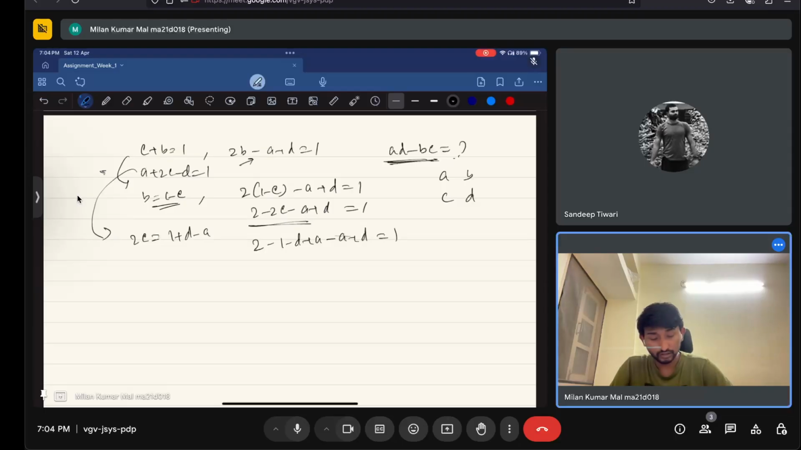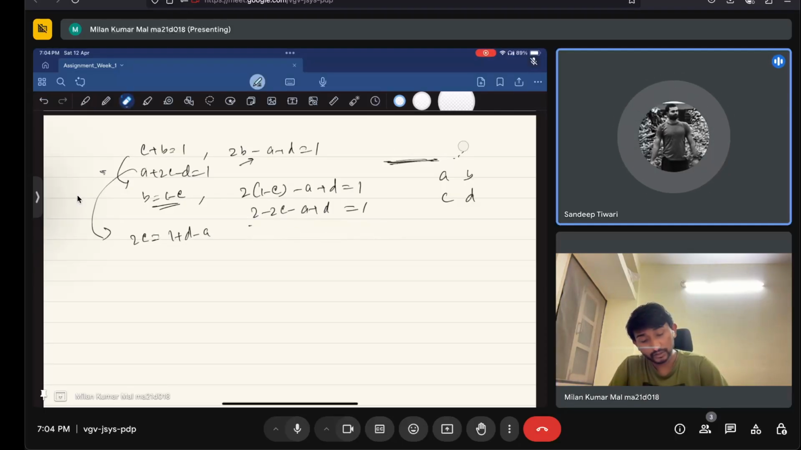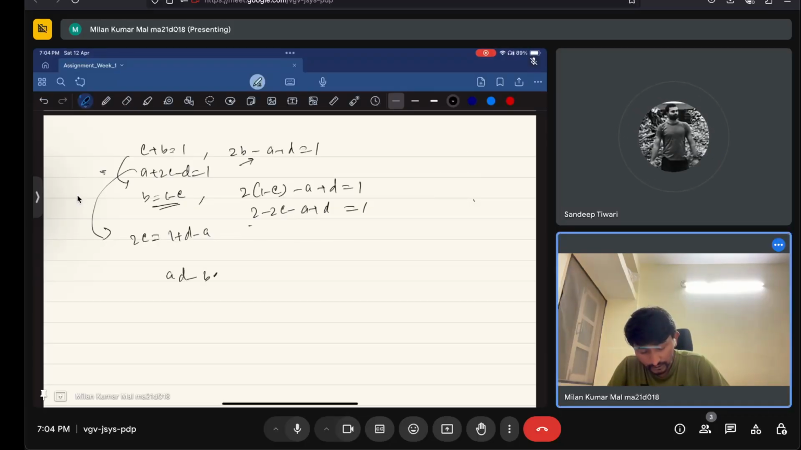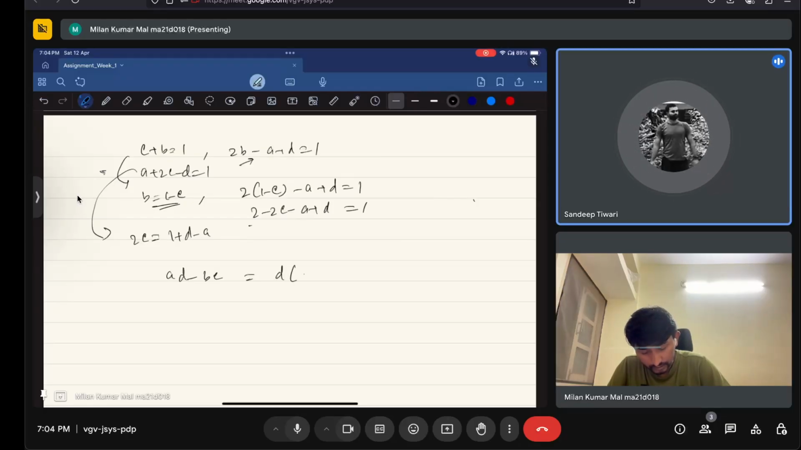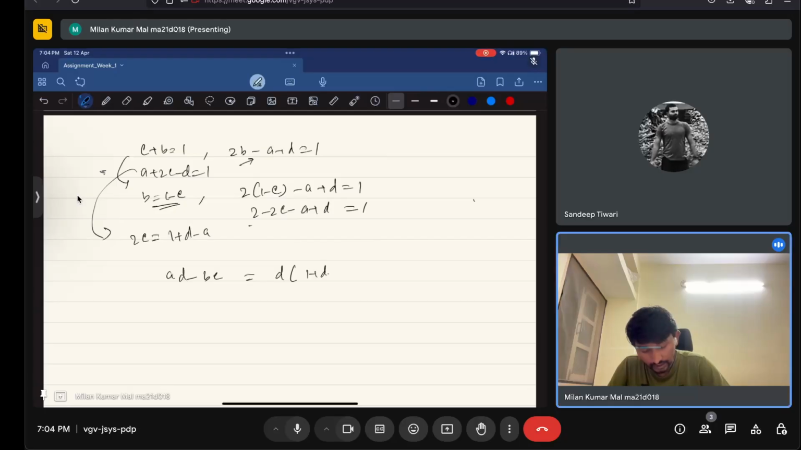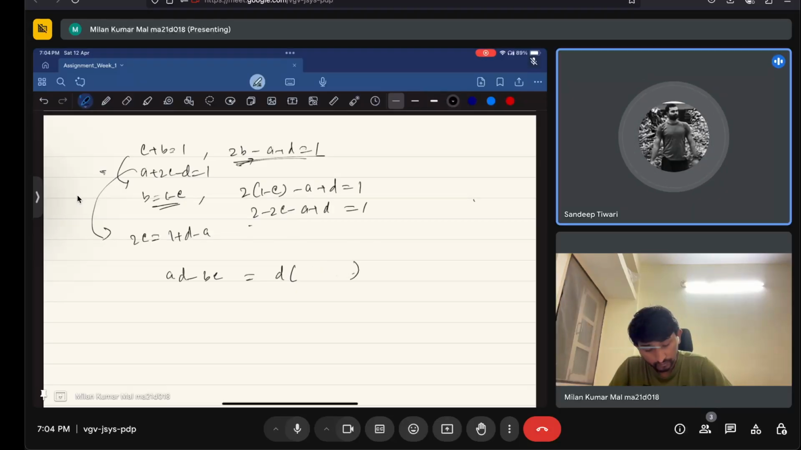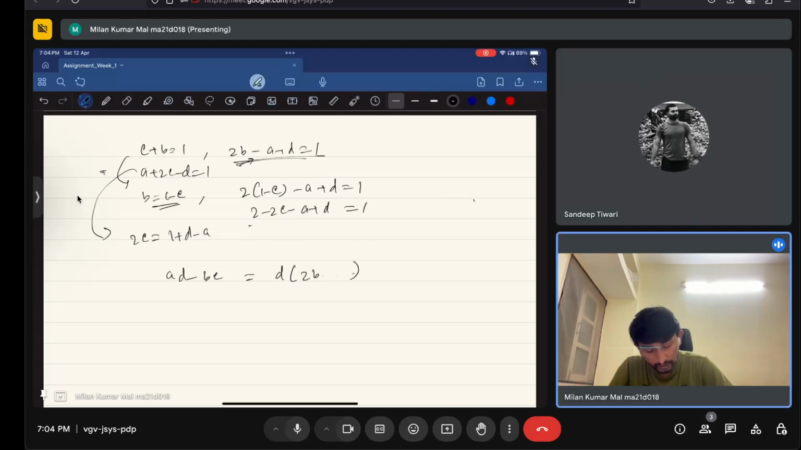Oh God, this is absurd. I think there is no other way. Put the value of A in the determinant AD minus BC. You are saying to put A equals 2B minus 1 plus D. So A is equal to 2B minus 1 plus D, and minus D, B, 1 minus B. In place of C, you can put 1 minus B using that equation.